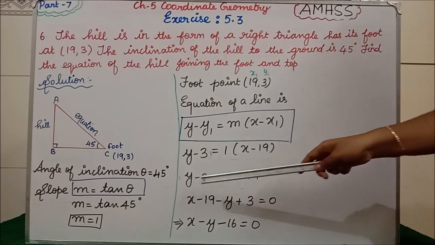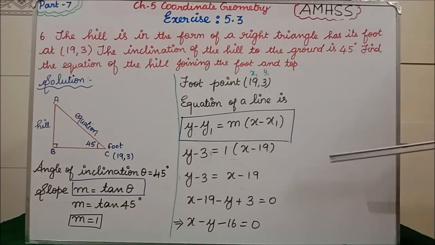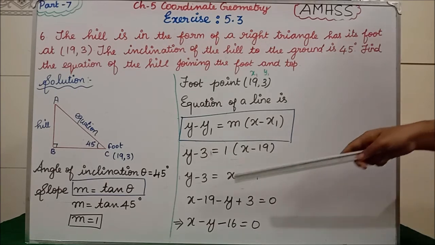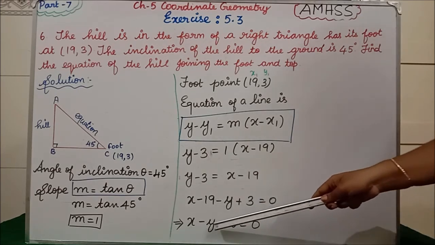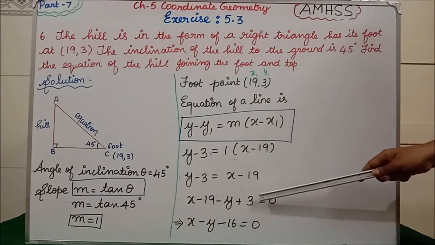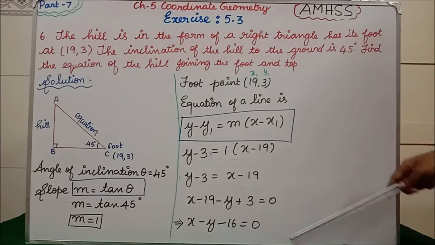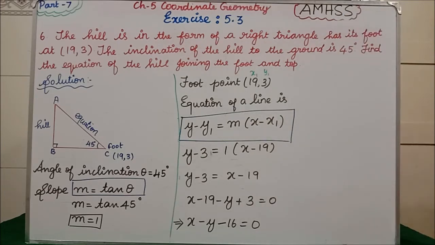I am taking this y minus 3 to this side. It will become minus y plus 3 equal to 0. So first I write the x term, then the y term, and minus 19 plus 3, the answer is minus 16, is equal to 0. This is the equation of the straight line joining the foot and the top of the hill. Clear, students? Next we will see the 7th question.